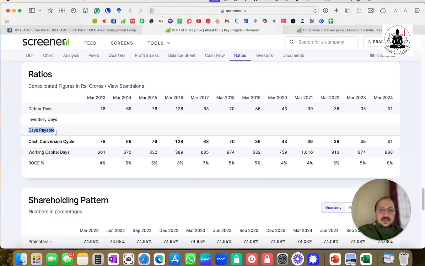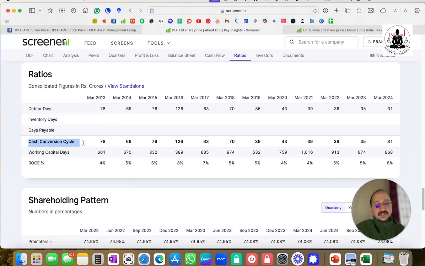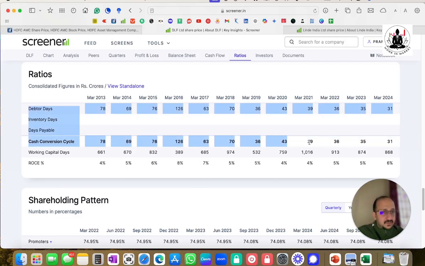Days payable means after how many days I am giving the money to my suppliers. So it is company payment cycle towards the suppliers, debtors toward the consumers or customers, inventory, how many days the inventory keep piled up, right? The cash conversion cycle, it means today I started manufacturing, and after how many days my inventory got sold and the money came to me. This is the complete cycle, right? So this is called as cash conversion cycle. So number of days, all these days should be as less as possible, right?